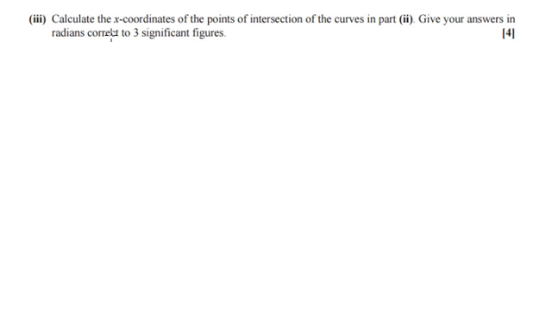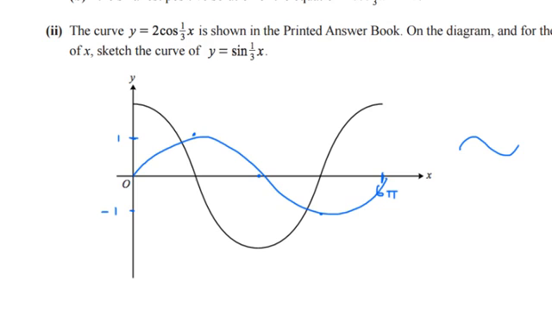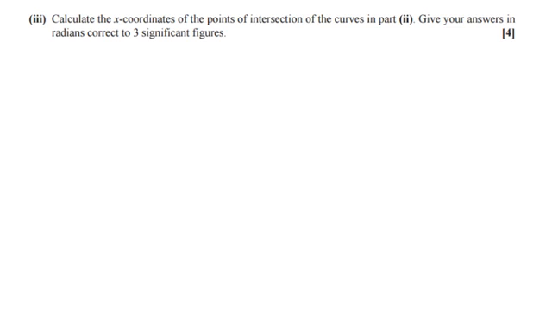Part 3 says to calculate the x coordinates of the points of intersection of the curves in part 2. So if we go back to part 2, we can see that there were 2 points of intersection. So we're looking for 2 solutions to when 2 cos a third x is equal to sine a third x. And we're looking in the range 0 to 6 pi. And we're expecting to get 2 answers.